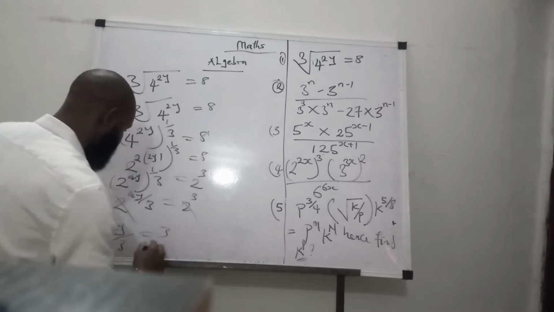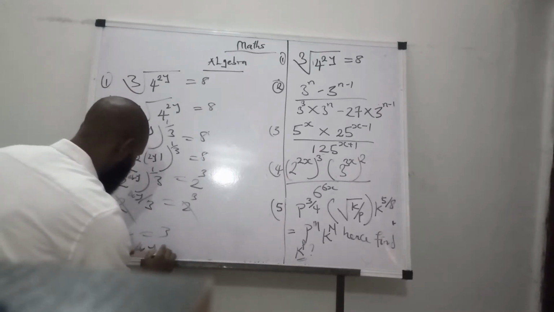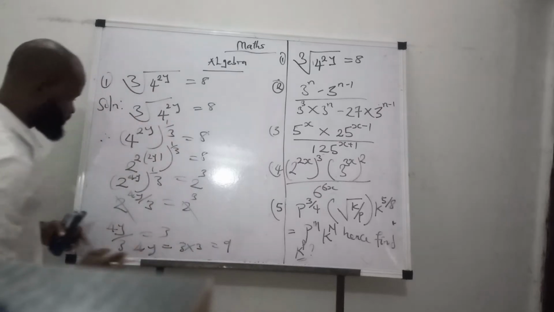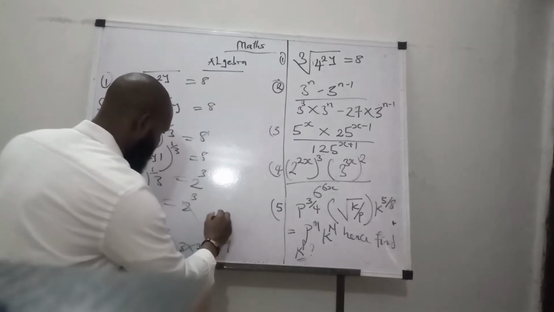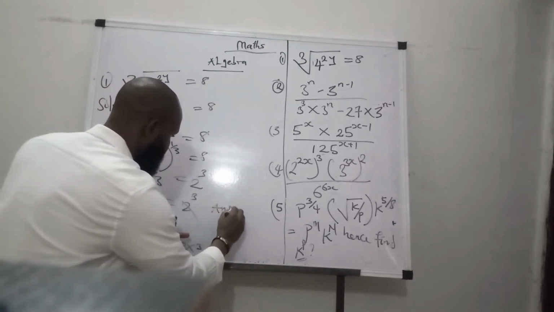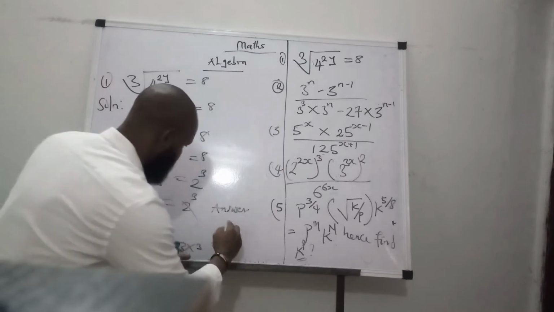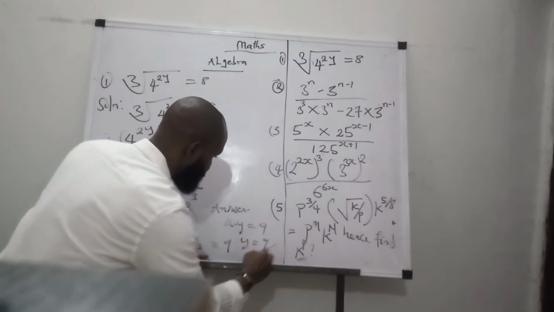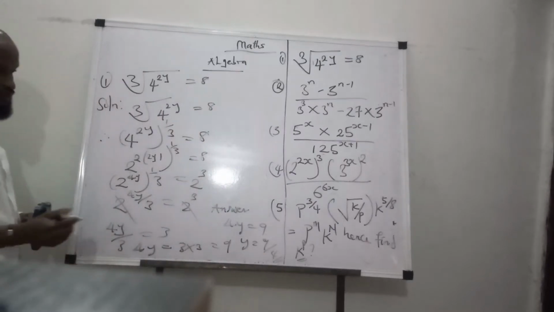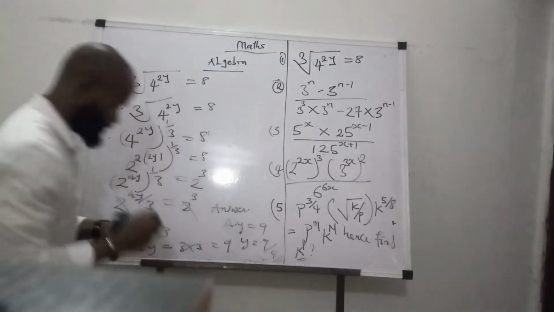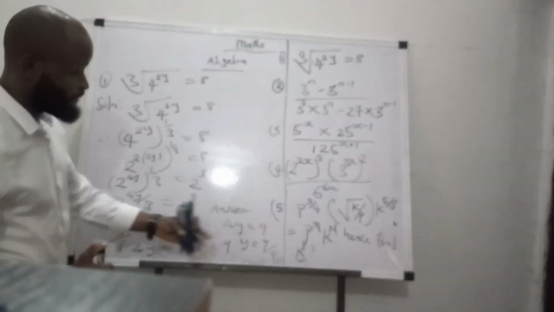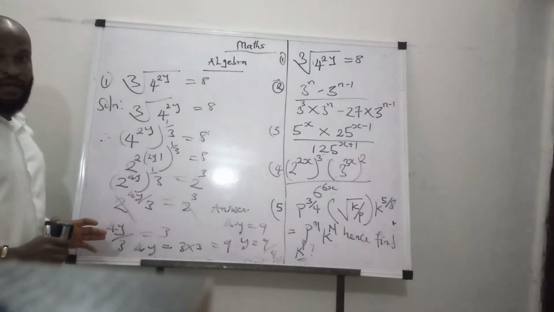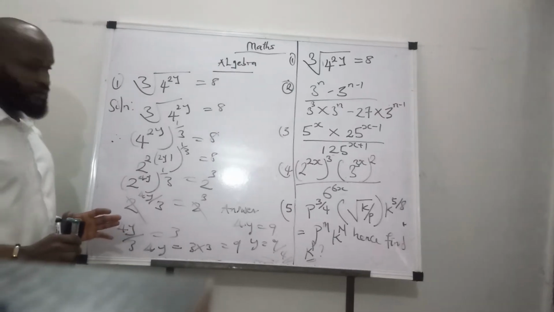Therefore, 4y equals 3 times 3, which gives us 9. So our answer would be 4y equals 9. That is, y shall be 9 over 4. That is our solution. Our answer is y equals 9 over 4. That is our final answer. I hope I'm clear. Thank you.